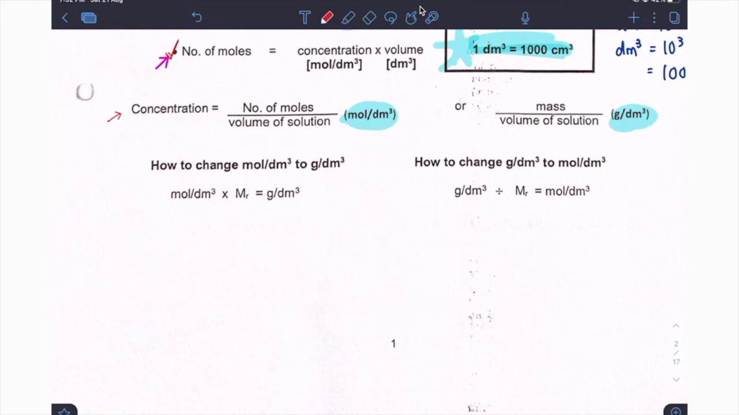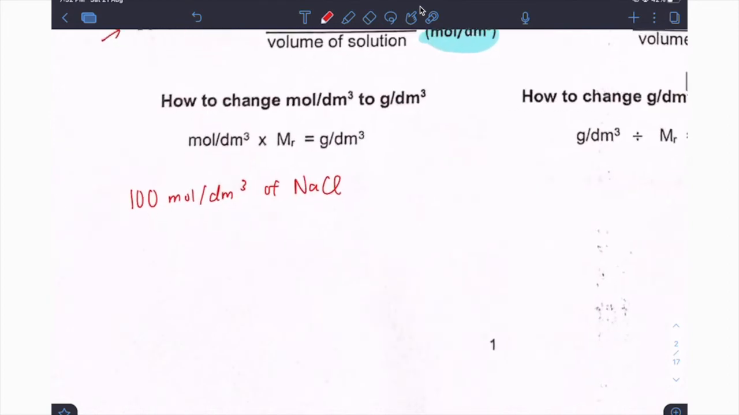For instance, the question can say, I give you 100 mole per dm cube of sodium chloride. Can you calculate for me the concentration of this sodium chloride in terms of gram per dm cube? So what the question is asking you to do is to convert between 100 moles per dm cube to gram per dm cube. The way to do this is simply written over here.